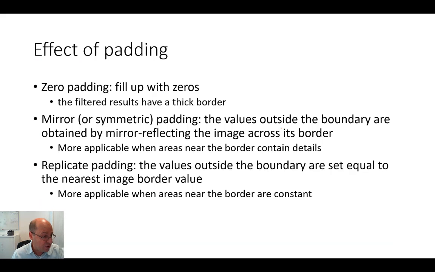Okay, the effects of padding, just to close this part of the lecture. When zero padding fills up with zeros, the filtered results using a convolution filter will have thick borders. You can use a mirror or symmetric padding, where the values outside the boundary are obtained by mirror reflecting the image across its border. It's more applicable when areas near the border contain details. Or you can use replicate padding, where the values outside the boundary are set equal to the nearest image border value. More applicable when the areas near the border are constant.